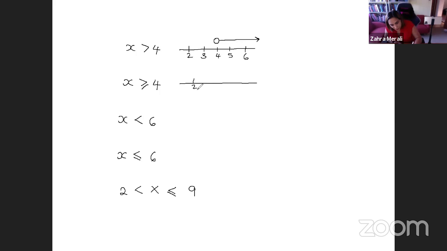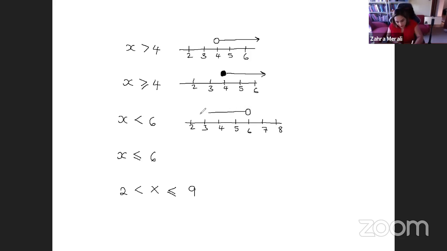If it's bigger than or equal to, what I need to do is colour in that circle, but the arrow is still there, so equal to means it could be 4, 5, 6. Bigger than 4 means it could never be 4. It's something that's bigger than 4. And then you've got x is less than 6. So 2, 3, 4, 5, 6, 7, 8. If I've got my circle at 6, because it's not equal to, and I want everything smaller than, I'm going to the left.